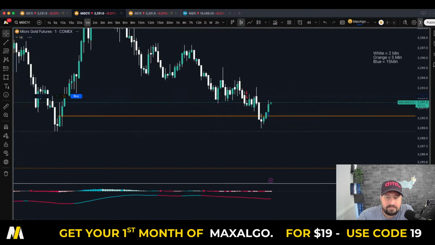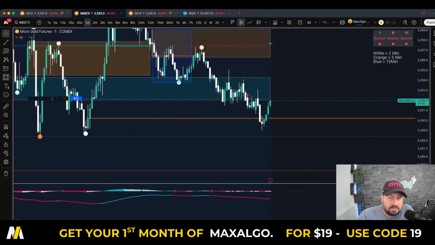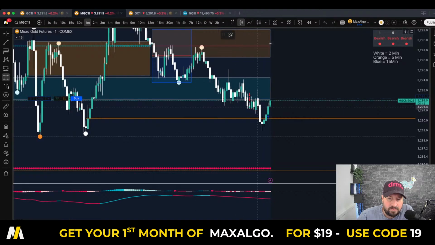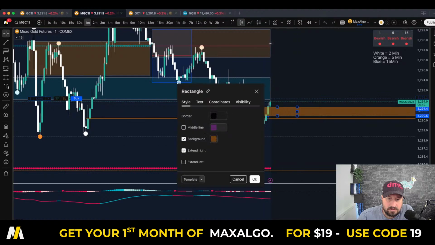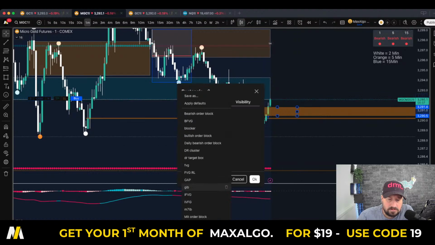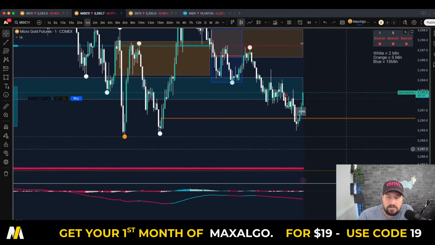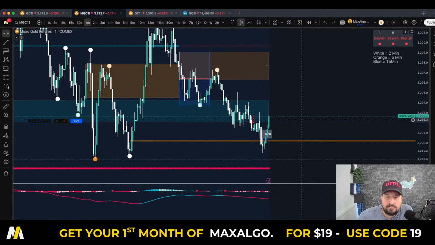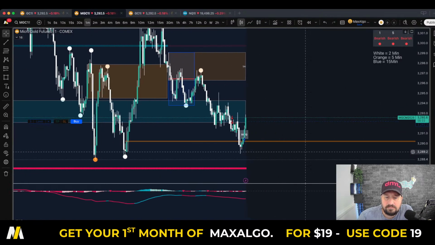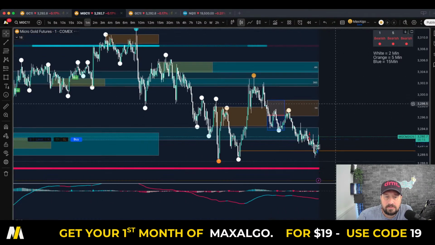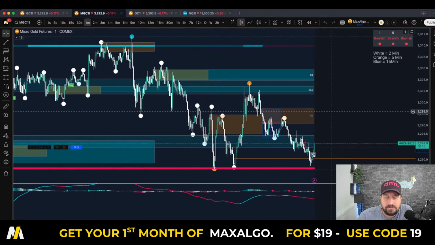Let's see. So we've inversed this fair value gap here, which we definitely don't want to see if we were going short. Going to be interesting.